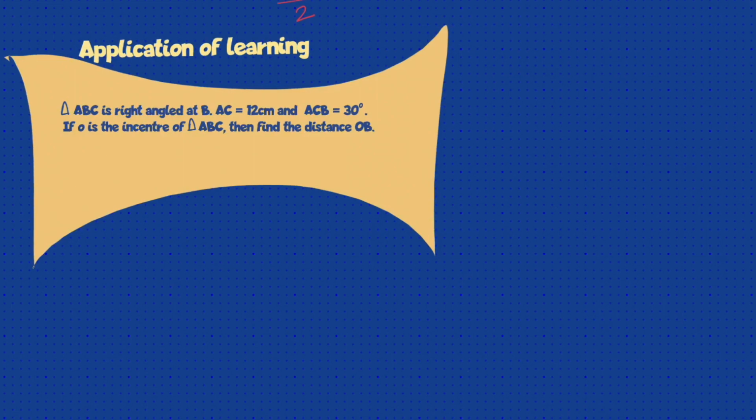Let's apply all that we have learned to one last problem on triangles. So what is being said? Triangle ABC is right angled at B. AC is 12, angle ACB is 30. O is the incenter.